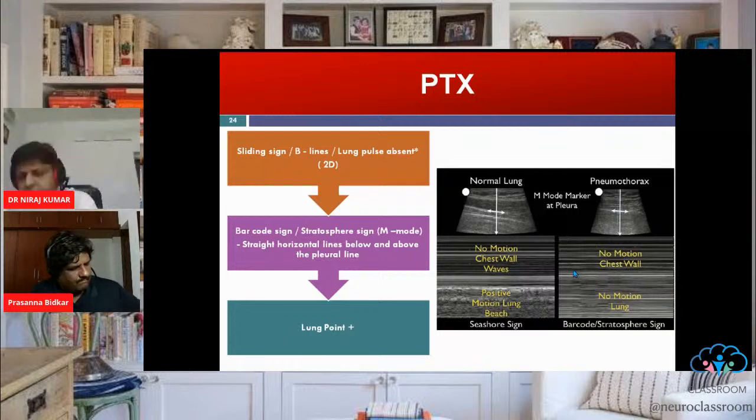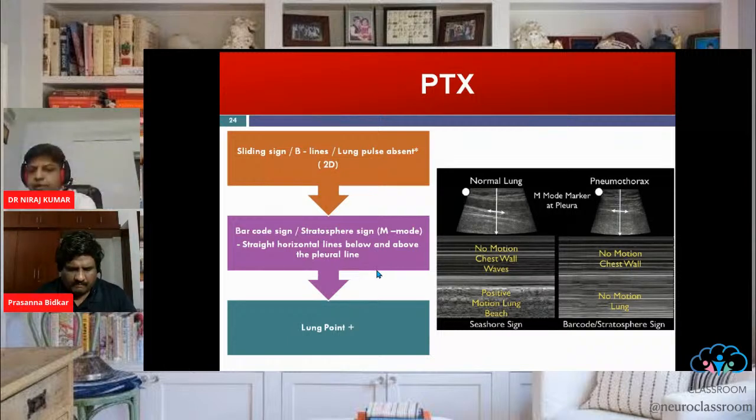This is very, very important and very, very interesting also. The resident learns this technique very easily, and they can recognize the pneumothorax very easily. So in the M mode, there is a barcode or stratosphere sign. You will get these straight horizontal lines above and below the level of the pleura. So now you can have a strong suspicion of the pneumothorax. Moreover, try to find out the boundary of the pneumothorax. Pneumothorax may be present in one location, so try to find the boundary or the limitation of the pneumothorax.